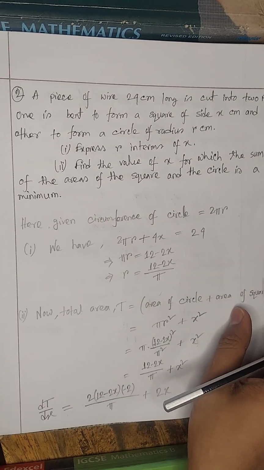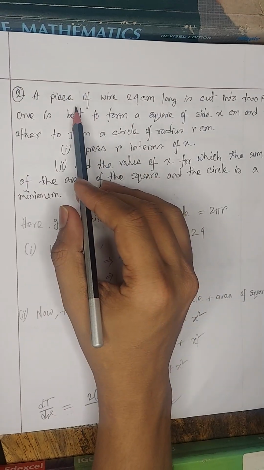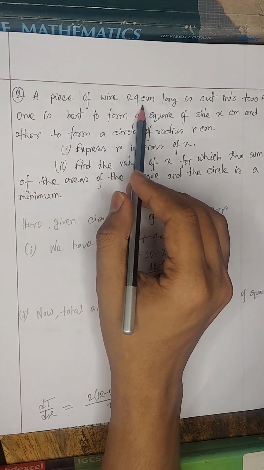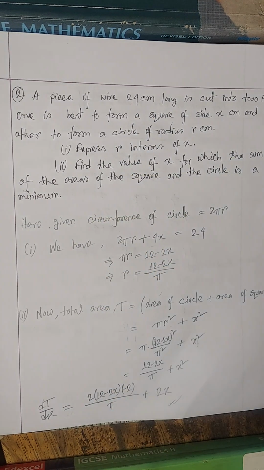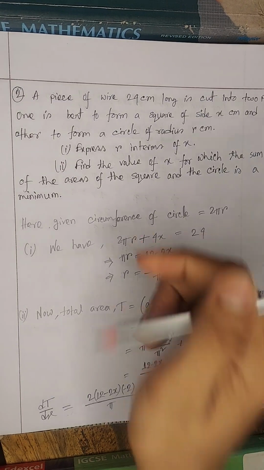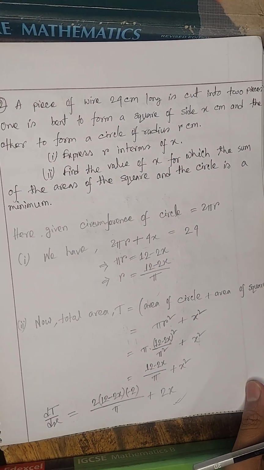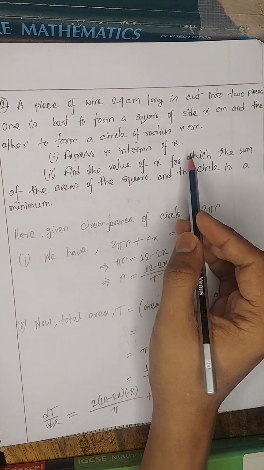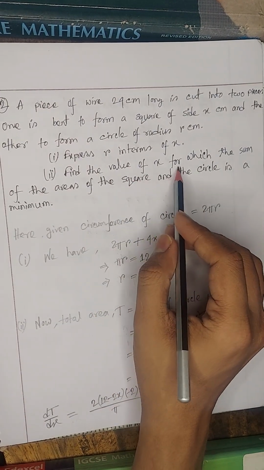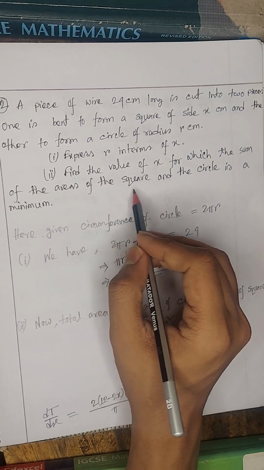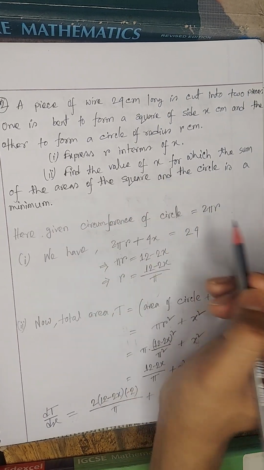In the second problem, a piece of wire which is 24 centimeter long is cut into two pieces. One is bent to form a square of side x centimeter, and the other to form a circle of radius r centimeter, right? And we have to express r in terms of x first, then we have to find the value of x for which the sum of the areas of the square and the circle is a minimum.